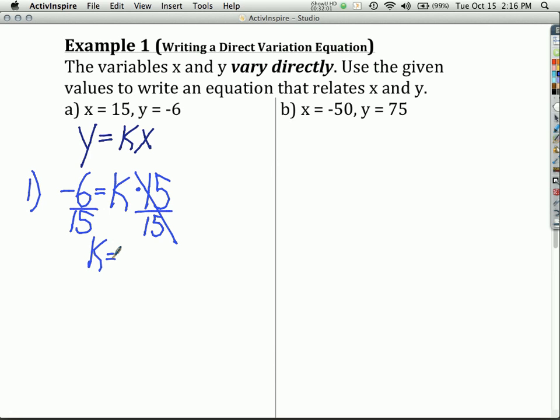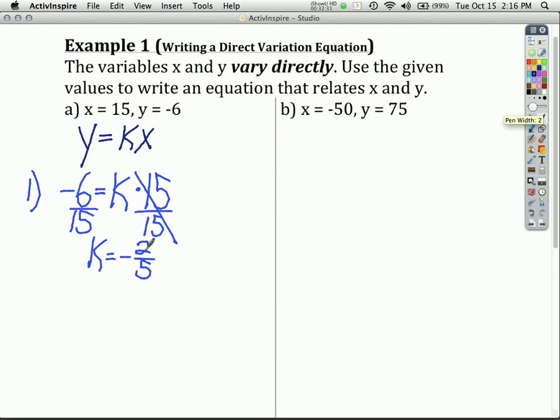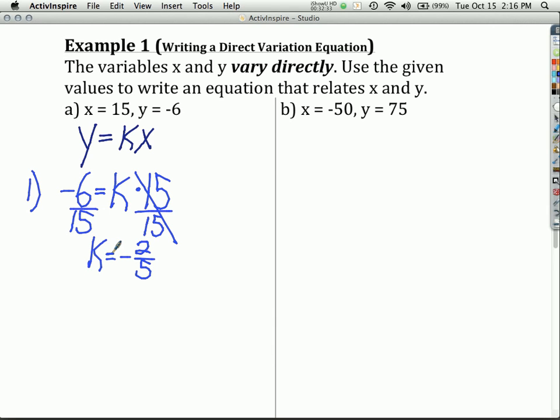-6/15. Okay, but that's not in simplest form, so we always put things in simplest form. So unfortunately, I would mark that wrong. Valerie? Close. Danielle? Yes, it's -2/5. So, that's step number 1. We found the value of k is -2/5. If you have no idea how Danielle got -2/5, then you have to do some fraction work on your own.